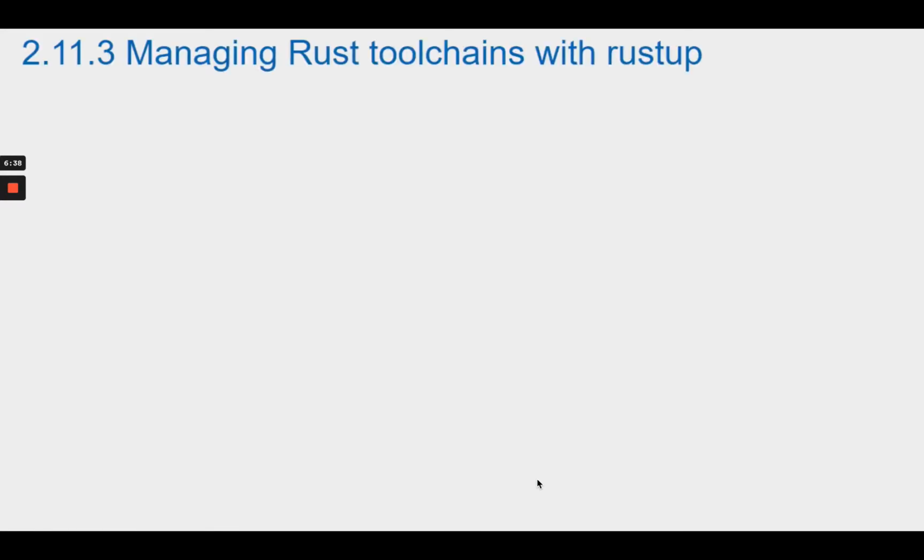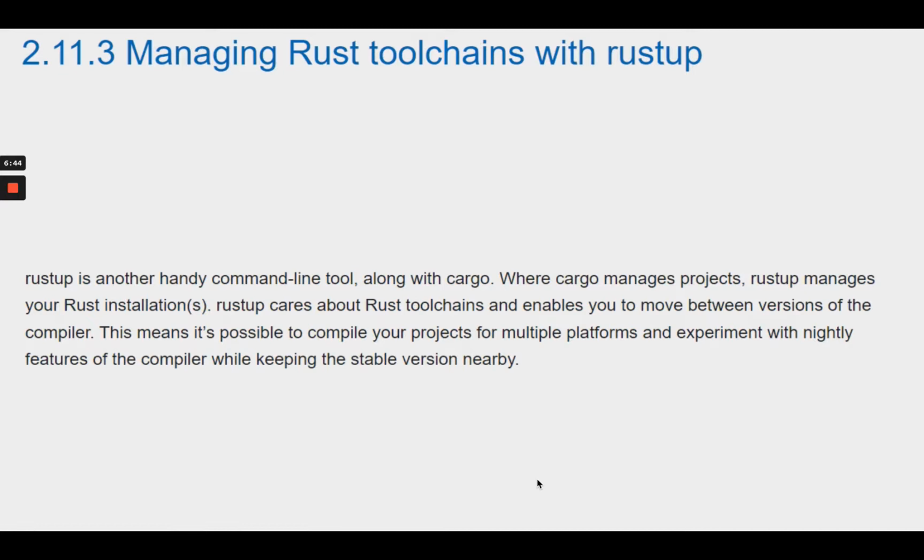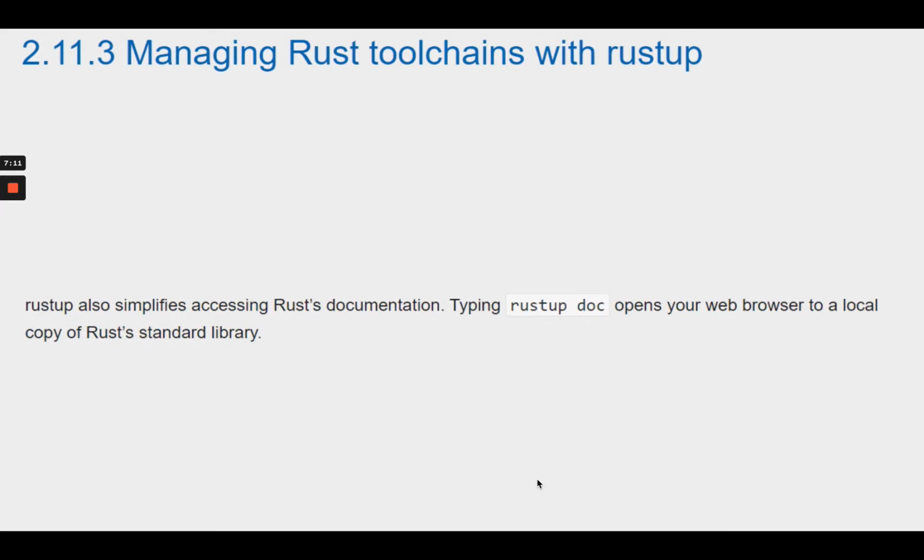Section 2.11.3. Managing Rust toolchains with Rustup. Rustup is another handy command line tool along with Cargo. Where Cargo manages projects, Rustup manages your Rust installations. Rustup cares about Rust toolchains and enables you to move between versions of the compiler. This means it's possible to compile your projects for multiple platforms and experiment with nightly features of the compiler while keeping the stable version nearby. Rustup also simplifies accessing Rust documentation. Typing rustup doc opens your web browser to a local copy of Rust's standard library.